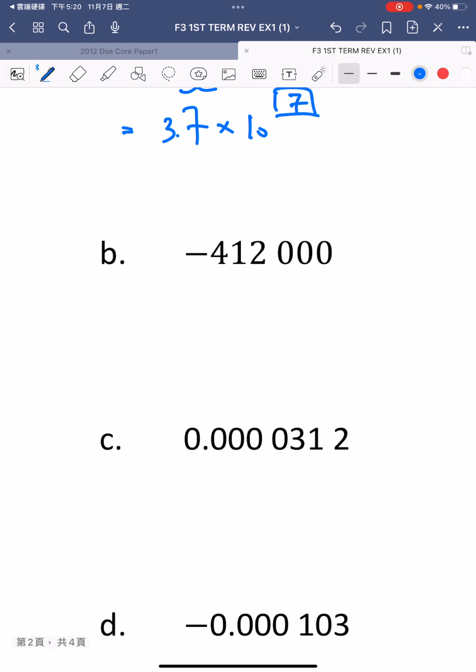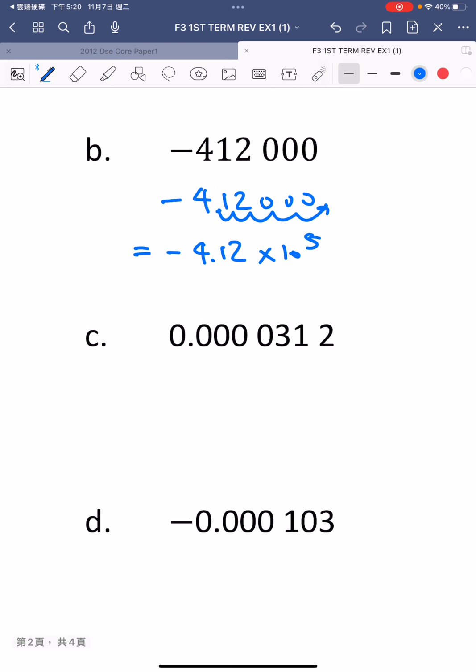So for the second one, we have negative 412,000. The dot is originally here, and where we want to put the dot is here. So this is equal to negative 4.12. How many digits are we going to count? So 1, 2, 3, 4, 5. So it's going right for 5 units. So you need to times 10 to the power of 5.